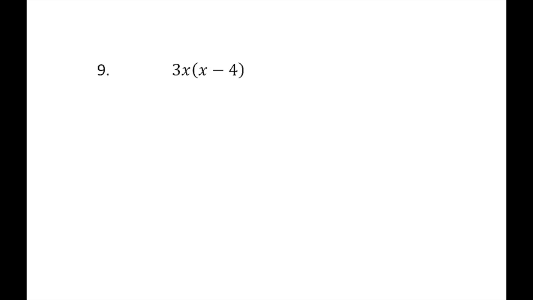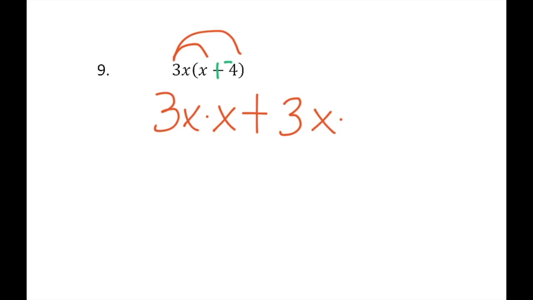When I start this problem, since it has a subtract, the first thing I'm going to do is change the subtract to plus a negative. Don't worry, at the end I will teach you how to do it without doing that if that is more your style. Okay, I'm going to multiply 3x times x, then I'm going to bring my plus sign down, then I'm going to multiply 3x times a negative 4.